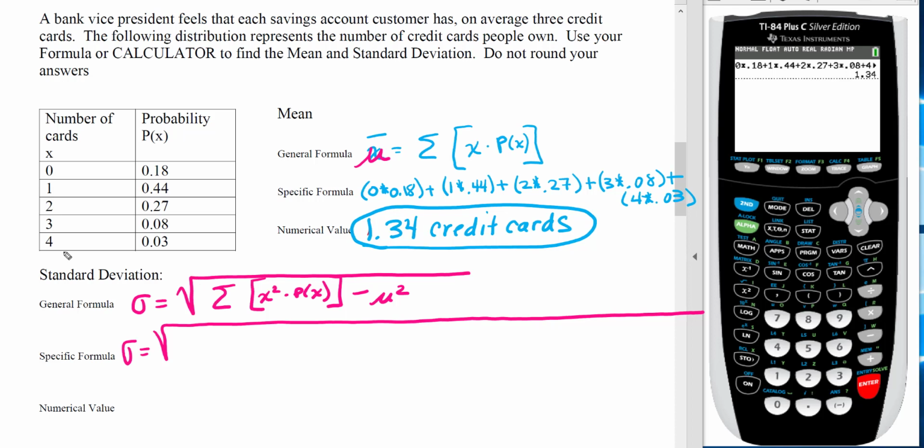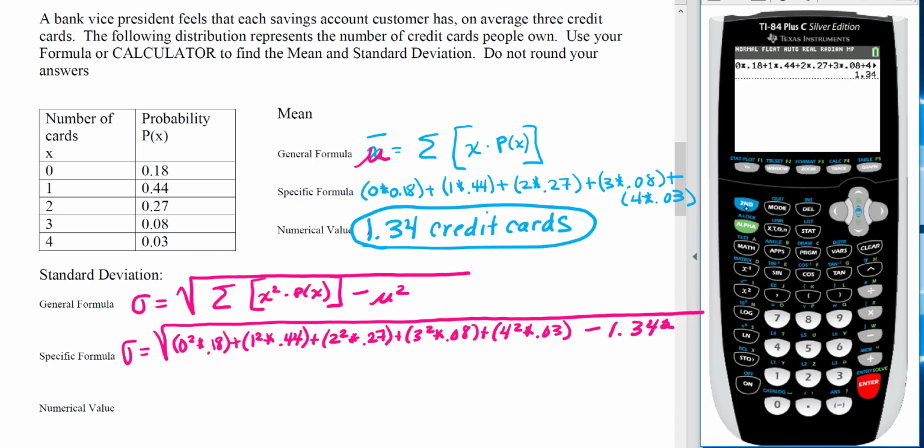So I'm going to take all the credit cards and square them and then multiply by the probabilities. So I'm going to take 0 squared. Again, I'm going to group them in parentheses. 0 squared times 0.18 plus 1 squared times 0.44 plus 2 squared times 0.27 plus 3 squared times 0.08 plus 4 squared times 0.03, and then I'm going to subtract the mean squared, and the mean we just calculated as 1.34, and I'm going to square that. Let's see how this looks on the calculator.